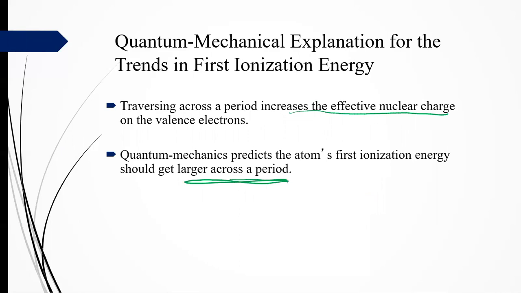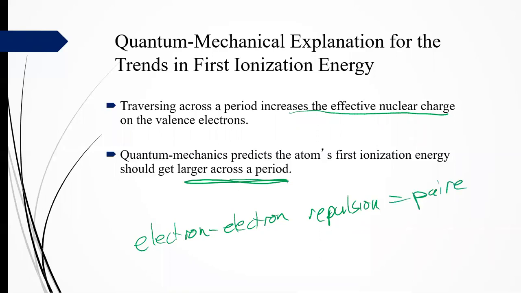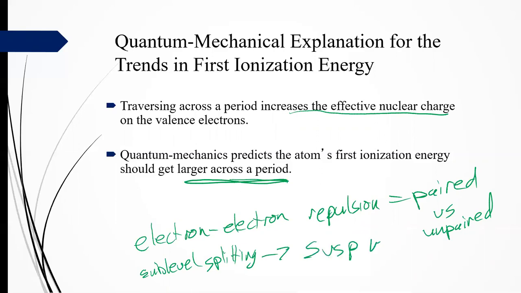Now, the other side of this that we're not taking into account is the electron-electron repulsion. And that's where we get the paired versus unpaired. We also have sub-level splitting, which is where we get our s versus p versus d energies.